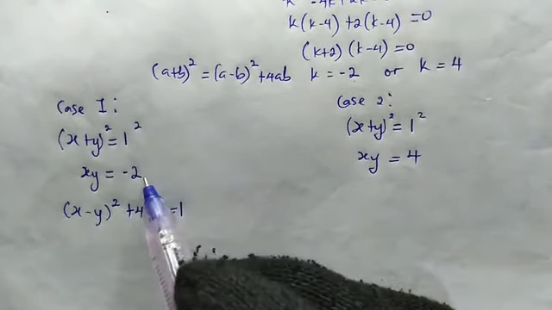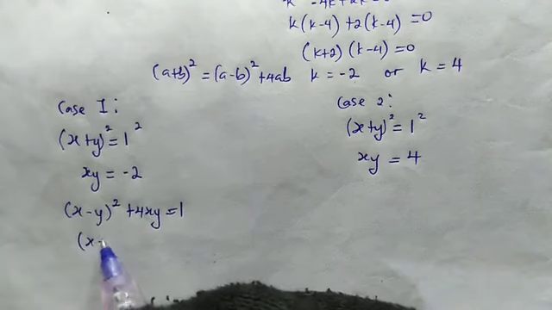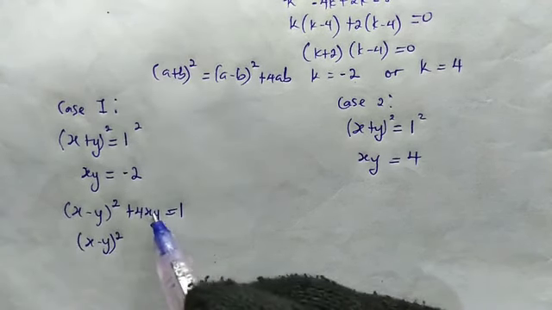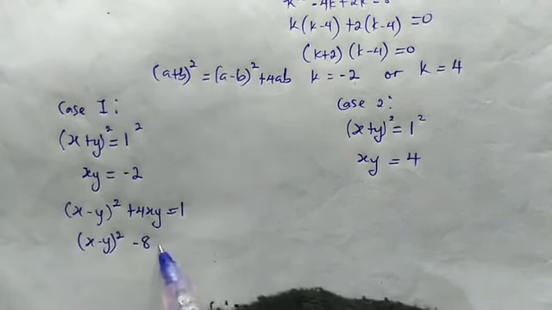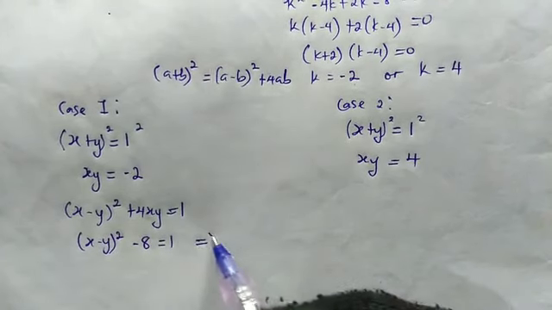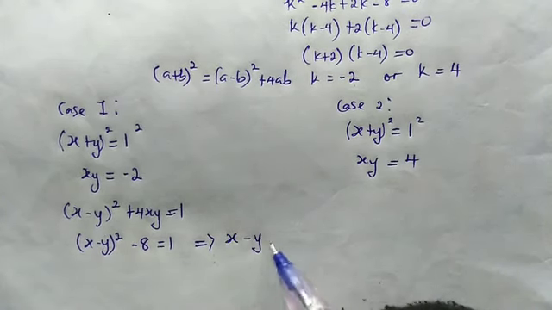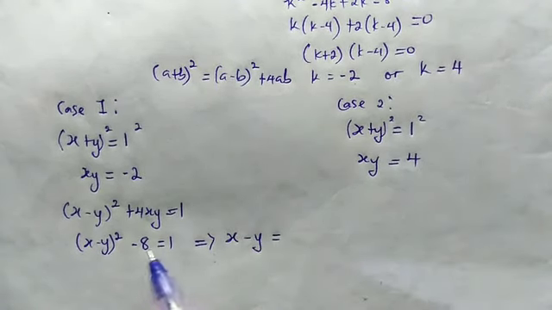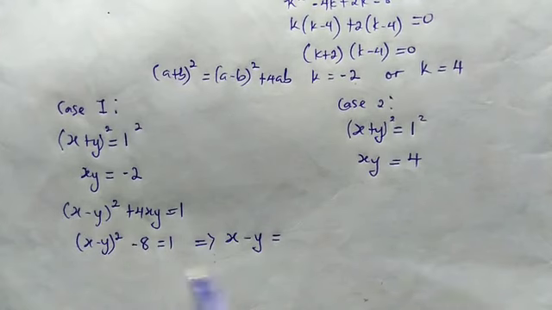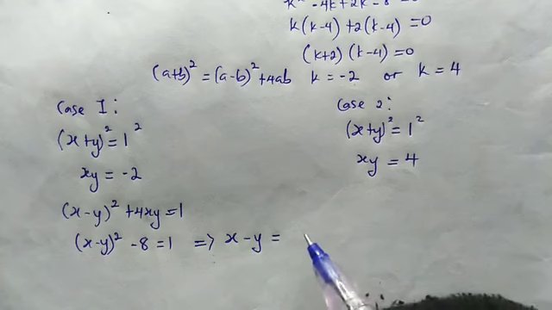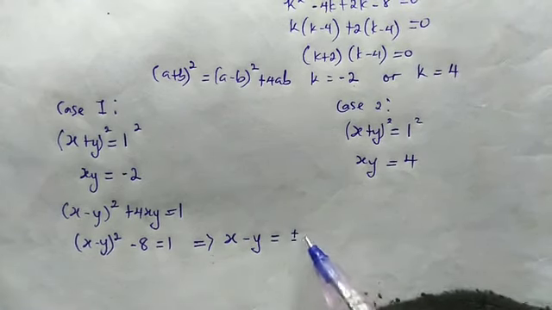Do not forget xy is equal to negative 2, so we have x minus y squared, 4 times negative 2 is negative 8, this is equal to 1. So from here, if we add 8 to both sides, we actually get x minus y is equal to, 1 plus 8 is 9, so it will be plus or minus root 9, which is plus or minus 3.